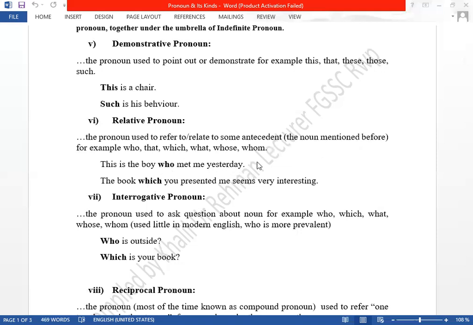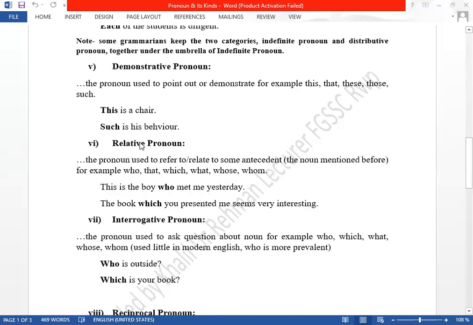And then we come towards that. That is also used as a relative pronoun, but when we want to emphasize some noun, then we put that. For example, this is the boy that met me yesterday, that is also right, but there is no difference between them. The only difference is that that is used to emphasize the noun. Sorry, that is a relative pronoun.